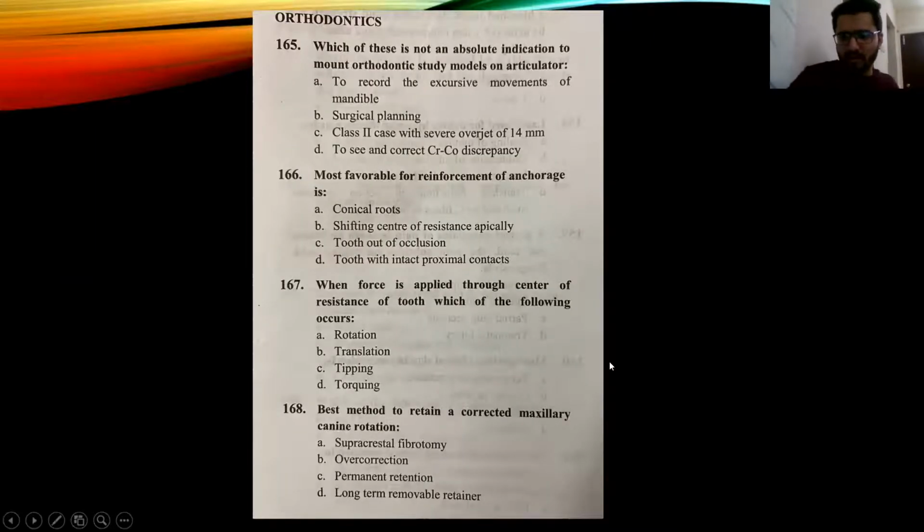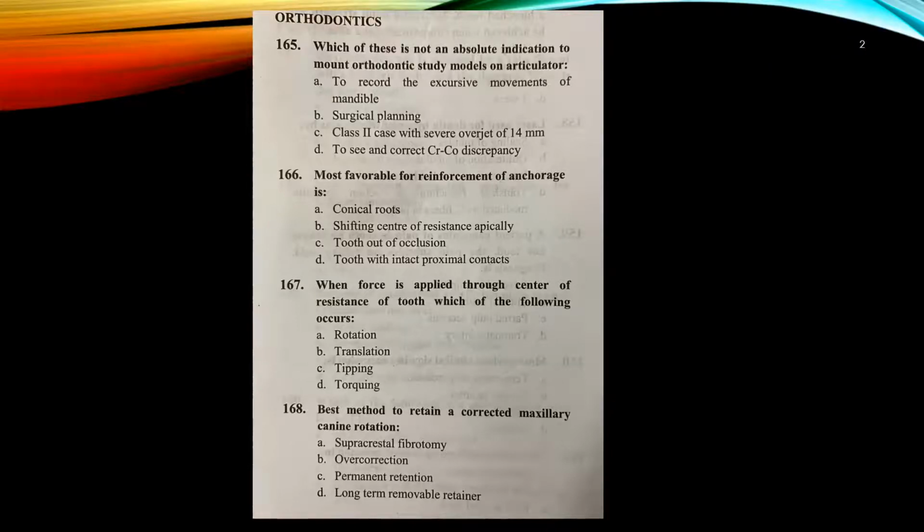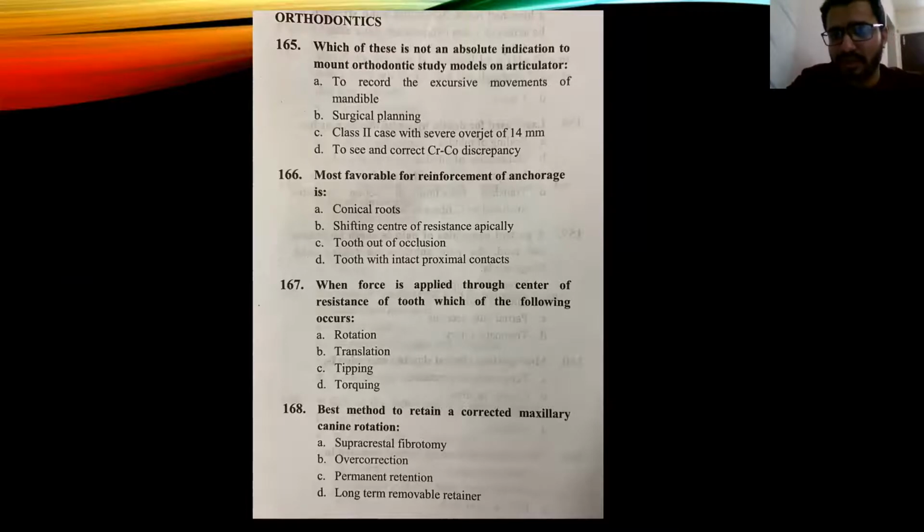All right, so I want you all to be active in this and answer whenever given. So let's just solve the first question. Which of these is not an absolute indication to mount orthodontic study models on an articulator? The question is asking which of the following is not an indication at all. First one would be to record the excursive movements of the mandible. Anywhere where you're relating the mandible to the maxilla, you have to articulate that. Whenever you want to see the relation between maxilla and mandible, you have to articulate the cast. So A cannot be the option.